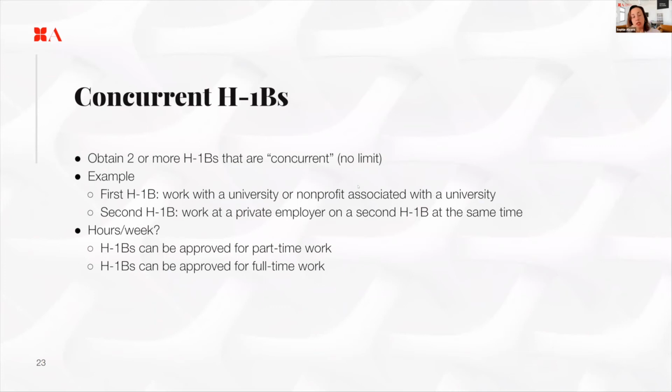But essentially, if somebody needs to get an H-1B without the lottery and has the goal of working at a private company, you first get the person an H-1B without the lottery through a university or through a nonprofit associated with the university. And then once that H-1B is secured and the person is in the United States on H-1B status, then the private company that wants to employ them full-time can file a second concurrent H-1B. And so that's how we've done it for several of our clients.